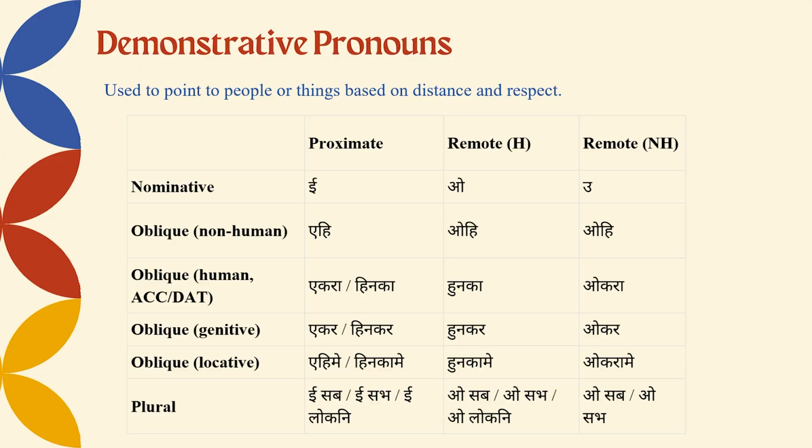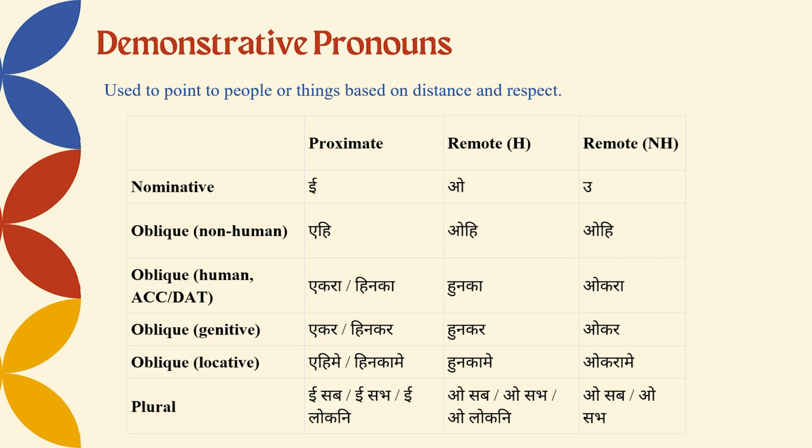We learned that demonstrative pronouns are used to point to people or things based on distance, and it takes honorific, non-honorific distinction as well. Okay, so nominative form we had the proximate pronoun e. And for remote honorific we had o, and remote non-honorific we had u.